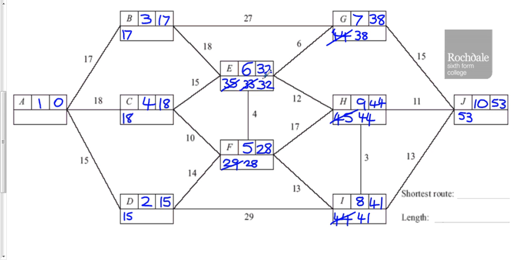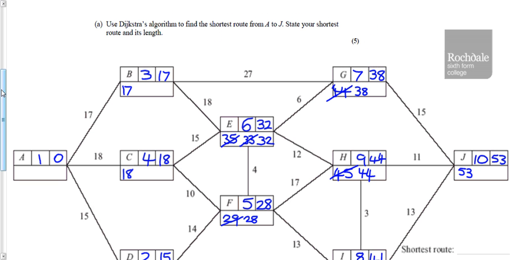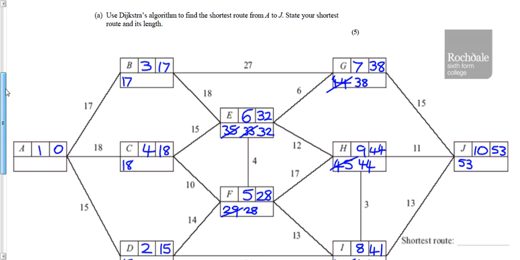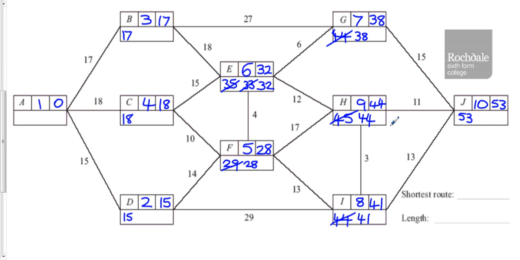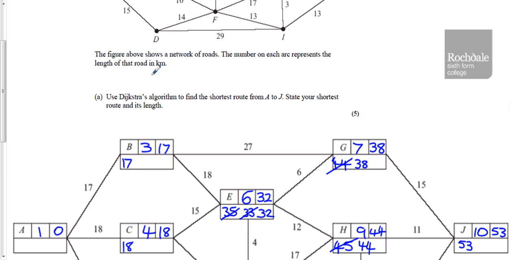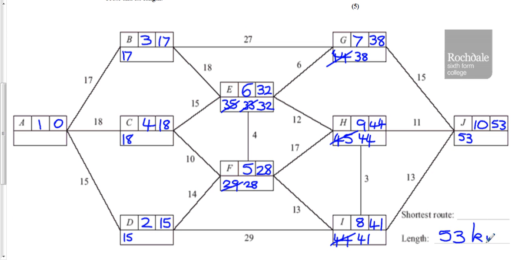We've got most of the marks here in part A, and there were 5 marks available. I just need to now finish off by writing down the length of the shortest route and finding the route itself. So the length is easy. It's the final value of the final vertex, J. So the length is 53. I think the units were kilometers. Yep. So 53 kilometers. The route itself takes a bit more working out.